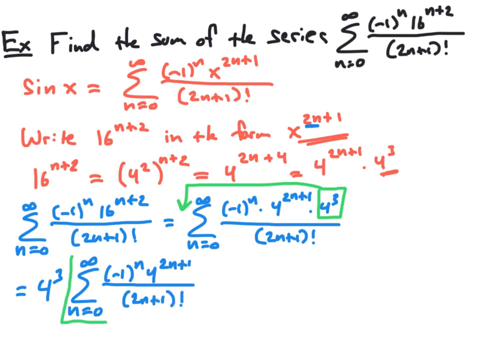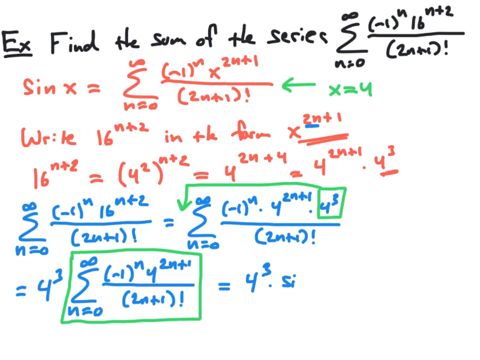If we now focus our attention on the series here without the constant multiple in front, we notice that this has the exact same form as the Maclaurin series for sine of x with x equal to 4. So if we substitute x equal 4 into the Maclaurin series for sine of x, we will get our series here that we found at the bottom. And therefore, this series is going to equal 4 cubed times the sine of 4. So here we have our exact value for our series.